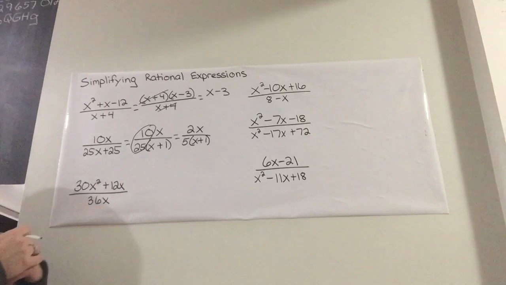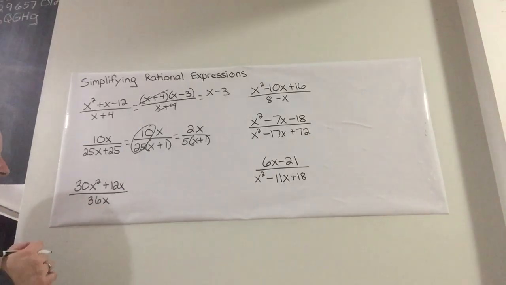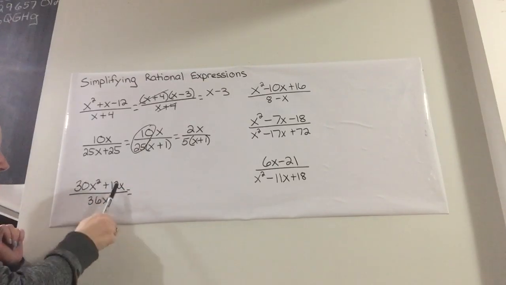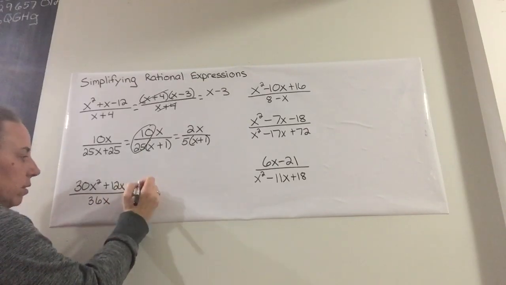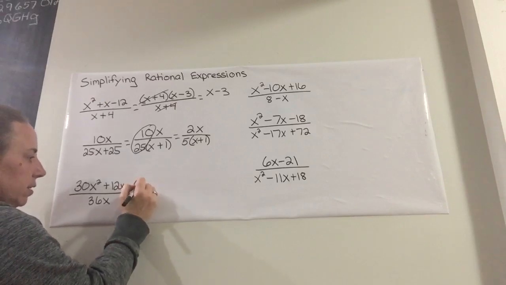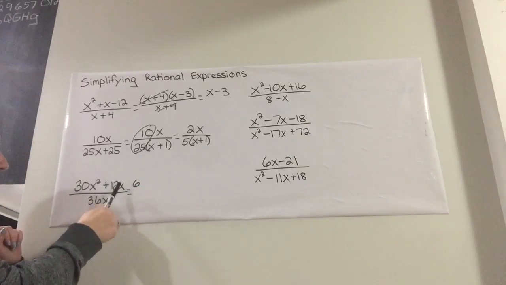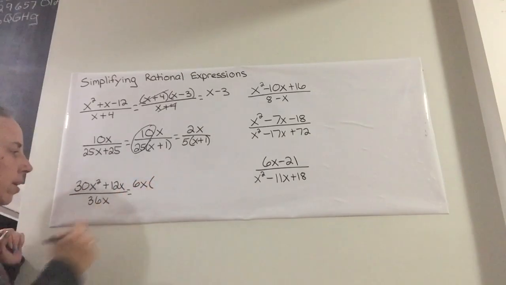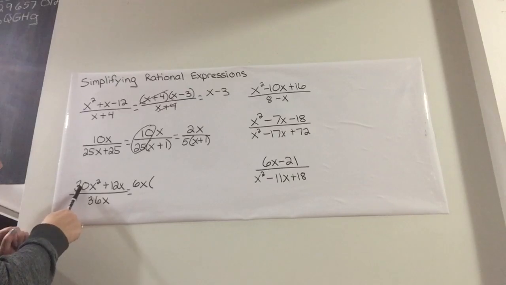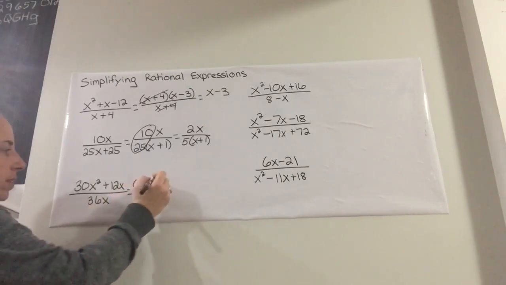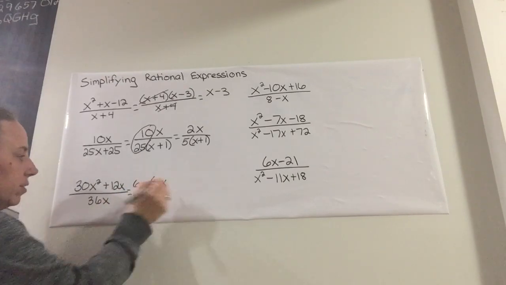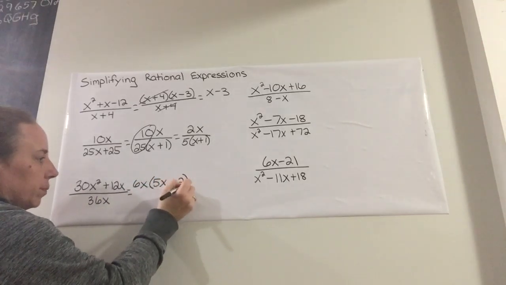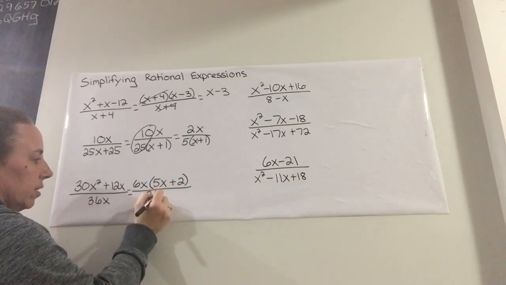Again, first rule in factoring, factor out the GCF. So in this one on the top, 30 and 12, I can take out a 6. And there's an x squared and an x, so I can factor out an x. Now I've got to see what I am left with. 30x squared divided by 6x is 5x. 12x divided by 6x is 2. And then I've got 36x on the bottom.